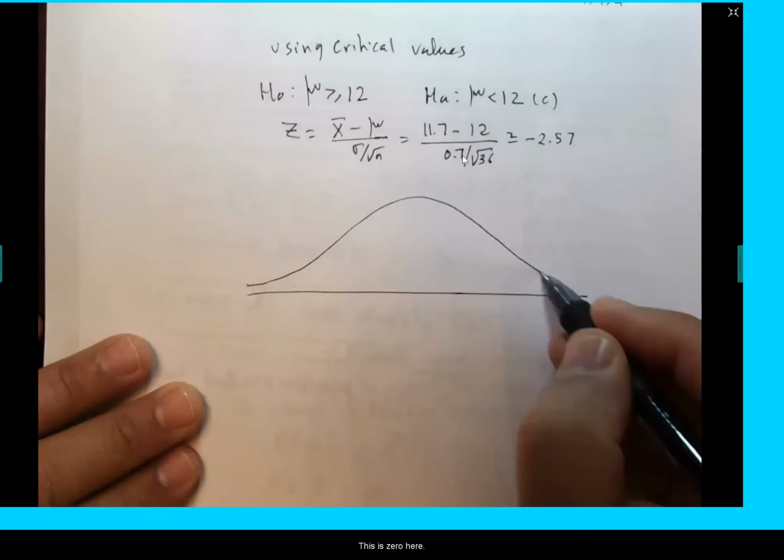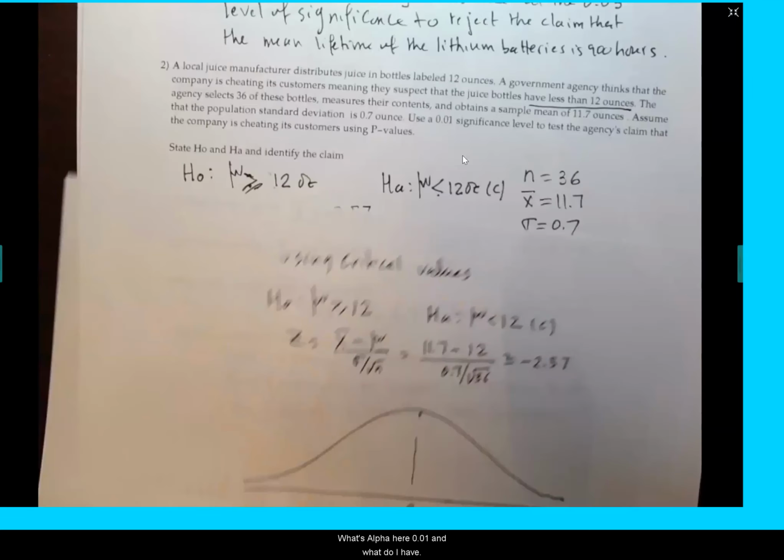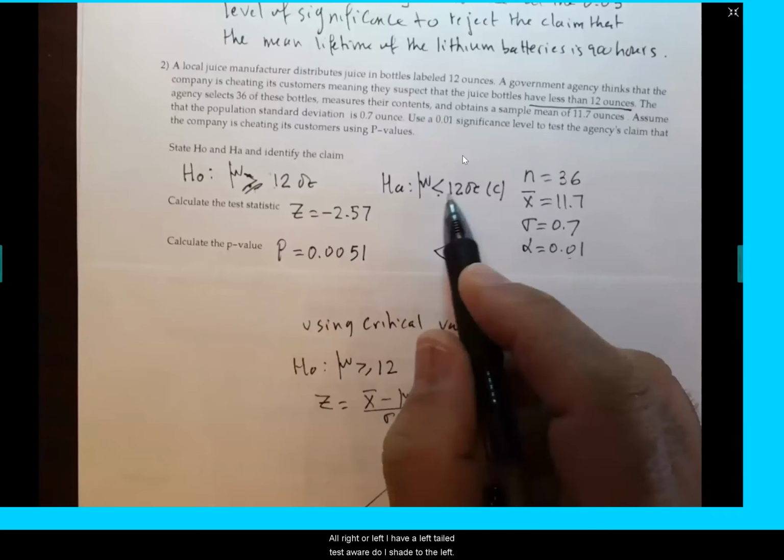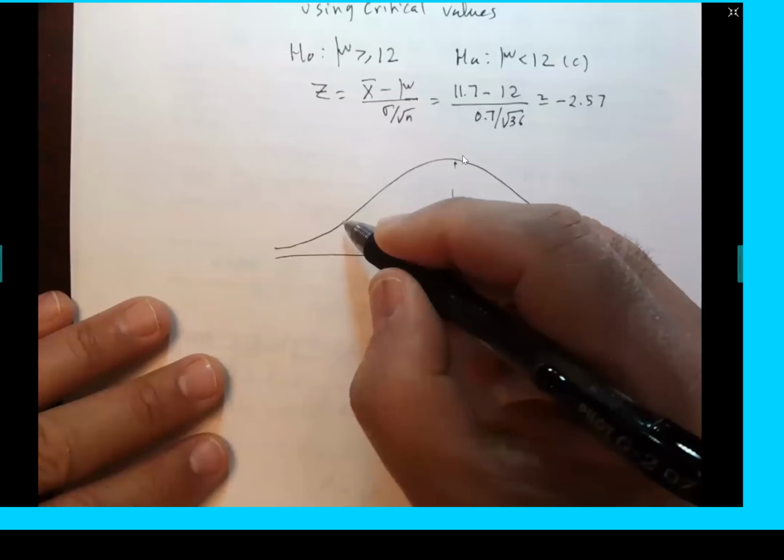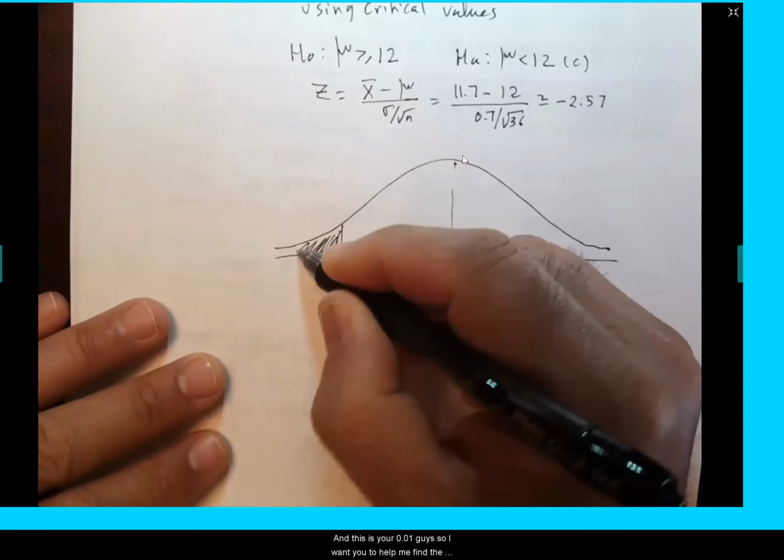Okay, this is 0 here. What's alpha here? 0.01. And what do I have, a right or left tail test? I have a left tail test, so where do I shade? To the left. And this is your 0.01, guys.